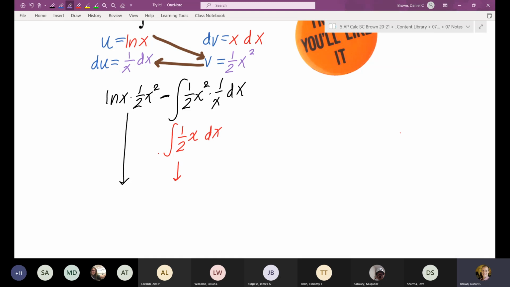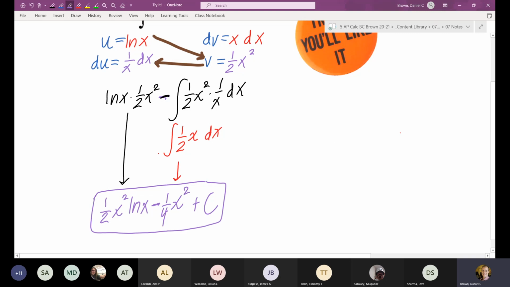So my final answer, this first term, I'm just going to move the 1/2 in front because I like it there. 1/2 the x squared times the natural log of x. Don't forget the minus. The integral of 1/2 of x will become x squared with a 1/4 in front. Don't forget your plus c now that we have an indefinite integral. Questions on that?